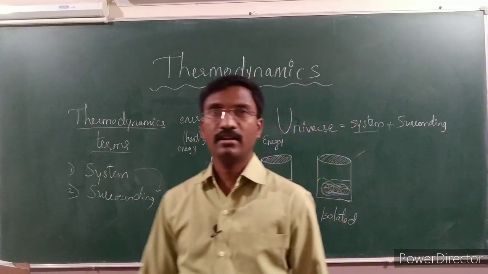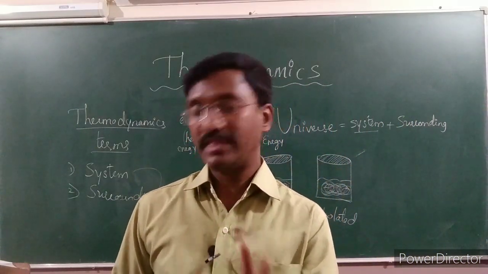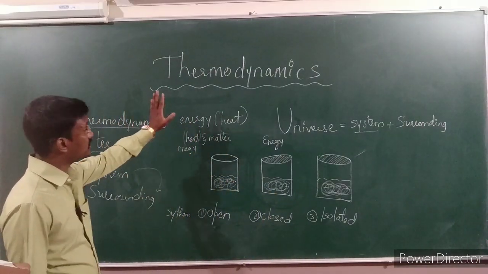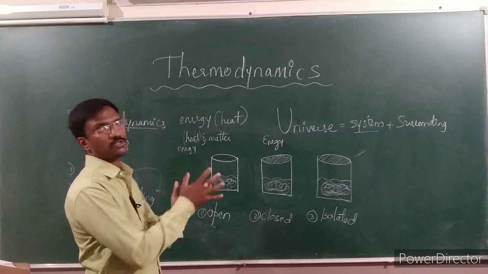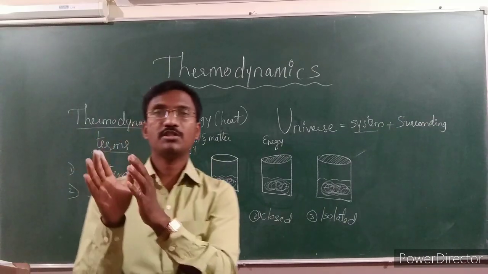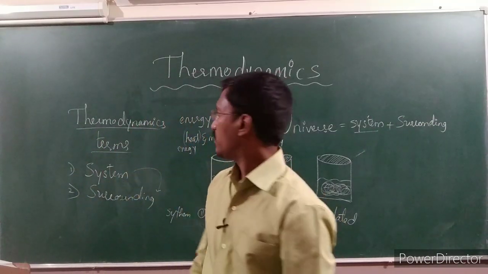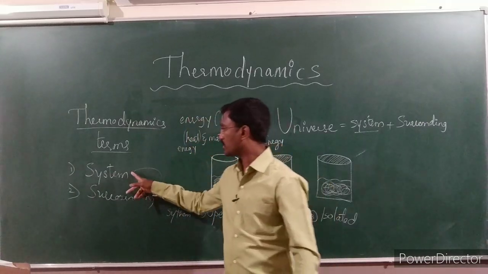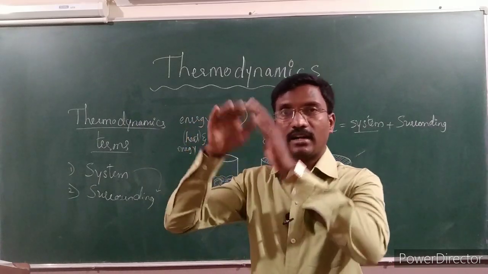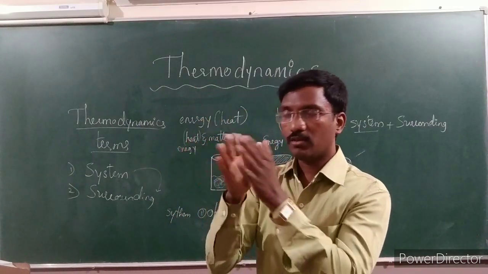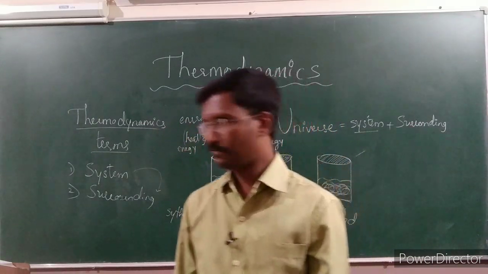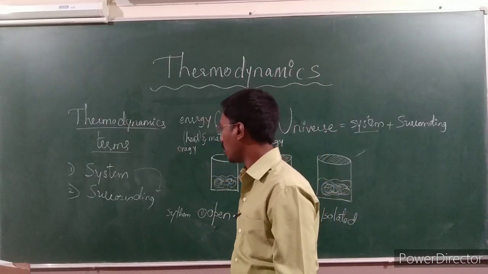So here we are discussing thermodynamic energy, meaning heat, and how it is transferring from one physical component or system to another system. Here we define thermodynamic terms by two terms, the system and surrounding. In a universe, a particular point is called a system, and apart from that system it is called a surrounding. Both are differentiated by a boundary line, called the boundary. System, surrounding, boundary, you have to remember.